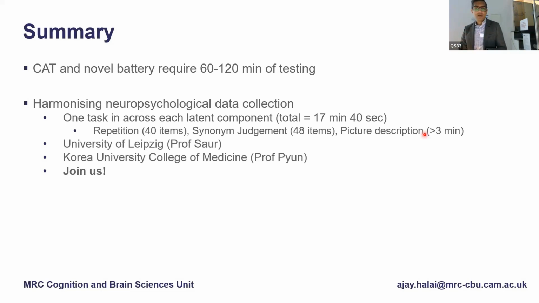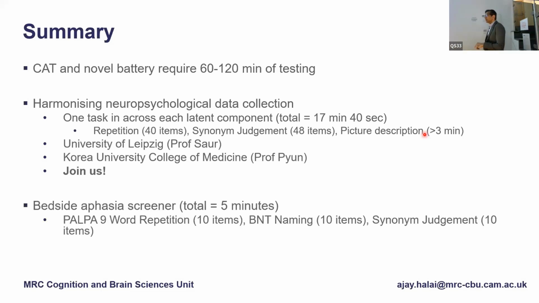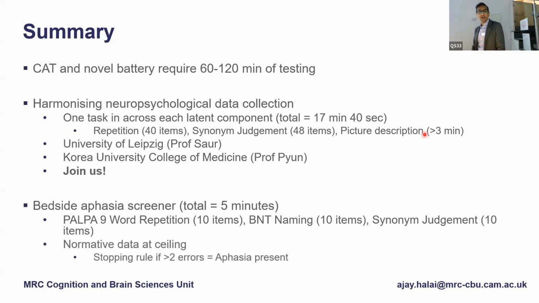The very last thing before I close is that we also built a bedside screener. We used the same principle, where we took the principal component analysis. We picked the top 10 loading items from these 3 tasks: repetition, naming, and synonym judgment. This can be completed in less than 5 minutes. We collected normative data, and we had a stopping rule that if they made more than 2 errors, then there's definitely evidence of some aphasia. Again, we're very happy to share that if you're interested. We're now implementing this in Addenbrooke's and trying to get clinical data from acute patients.